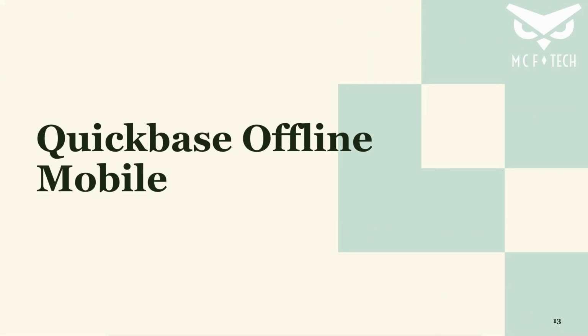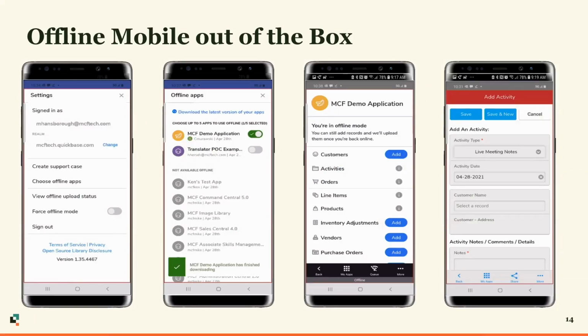So like I said earlier, Quickbase recently released their offline add record mode. Let's take a look at that. Starting on the left, in order to get this offline functionality out of the box from Quickbase, you really need your Realm admin to go in. You can see here that you can create a support case, and right under that you have choose offline apps. The Realm admin could choose an app that they want to enable offline mode for. Once they do that, the end user gets this second screen, and they can turn on those enabled apps if they want to. So you've got choices. Here I'm enabling the MCF demo application to be used offline.